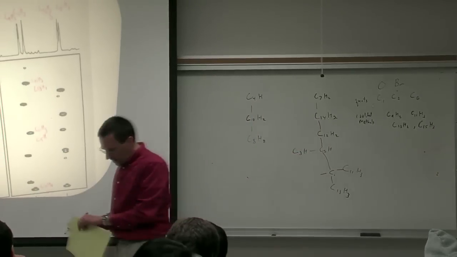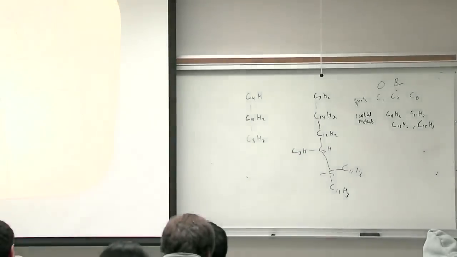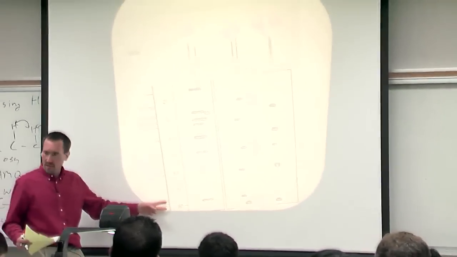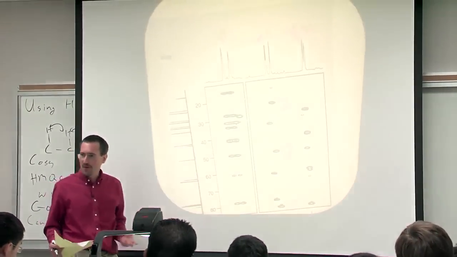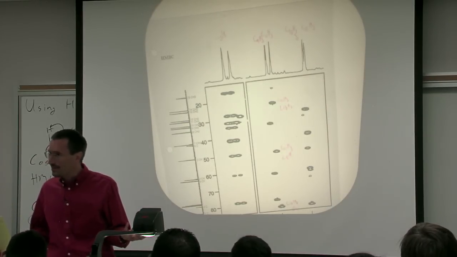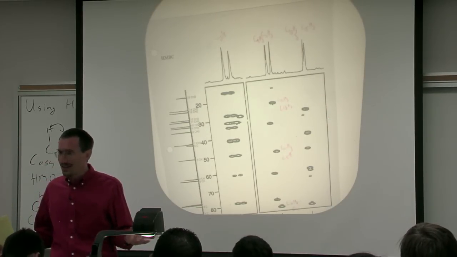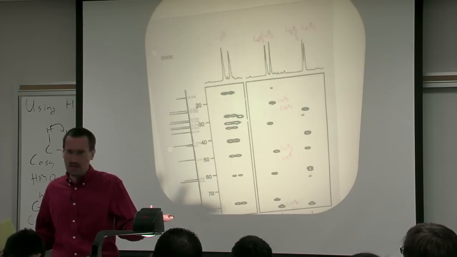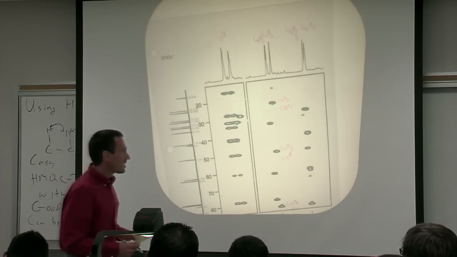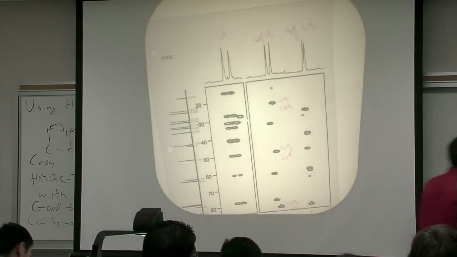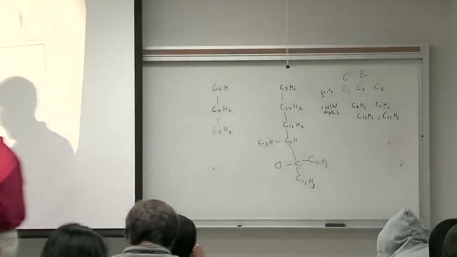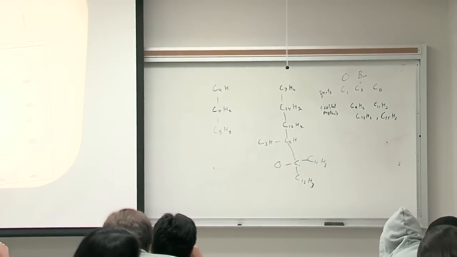Carbon 1 has one more valence on it. Remember, carbon 1 is a little downfield of 80 parts per million. We have an oxygen in the molecule. That oxygen isn't a carbonyl. What is it? It has to be an ether, right? It's not a carbonyl. It's one oxygen. It's an ether. So that's onto carbon 1. So that's kind of powerful.